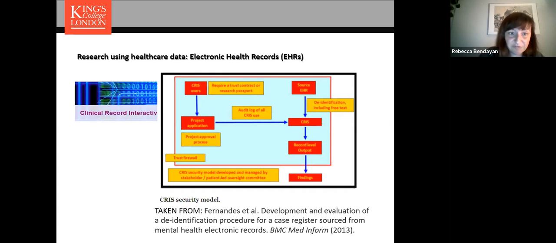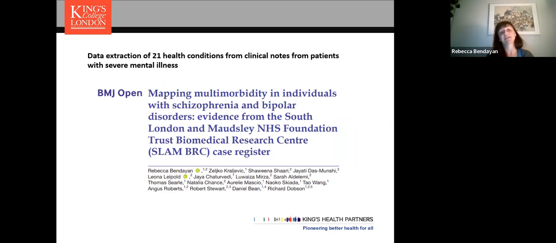Next slide, please. So when we were trying to understand how physical health interacts with mental health for patients in mental health services, we started by looking at a population with severe mental illness, schizophrenia and bipolar disorders.